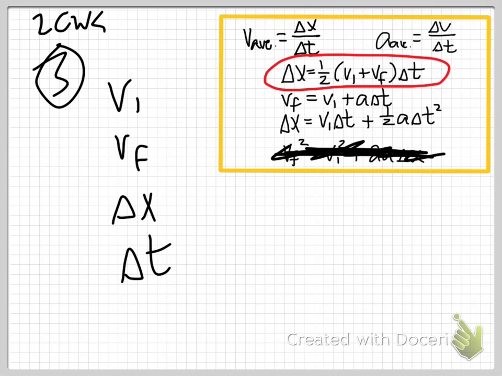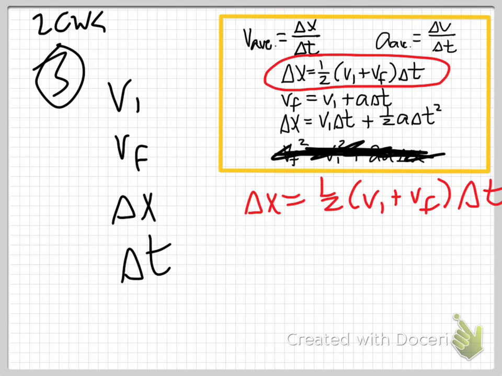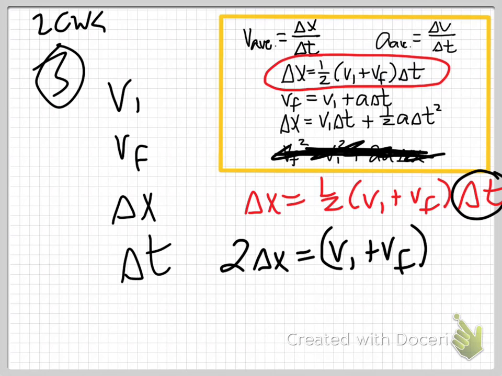Okay, so we've got the equation that we want to use: delta X equals 1/2 (VI plus VF) delta T. Does that help? Is that what you needed help with, picking the equation, or do we need to go further? Okay, that is fine. We know we're solving for delta T. I'm going to multiply both sides by 2 to get rid of my half: 2 delta X equals quantity VI plus VF times delta T.